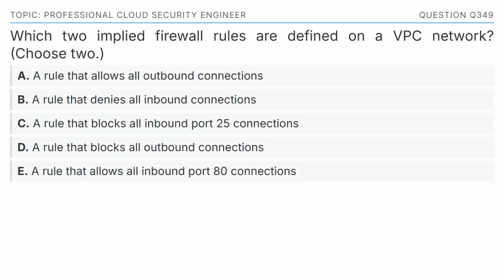Which two implied firewall rules are defined on a VPC network? Choose two. The options are: Option A, a rule that allows all outbound connections. Option B, a rule that denies all inbound connections. Option C, a rule that blocks all inbound port 25 connections. Option D, a rule that blocks all outbound connections. Option E, a rule that allows all inbound port 80 connections.